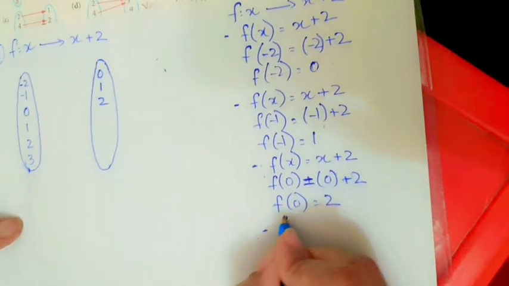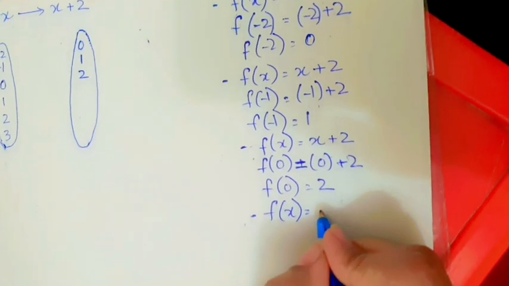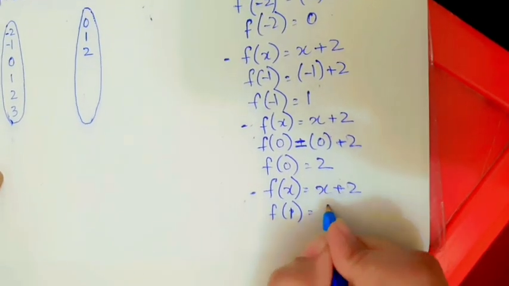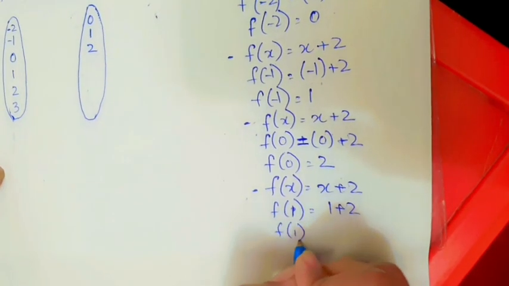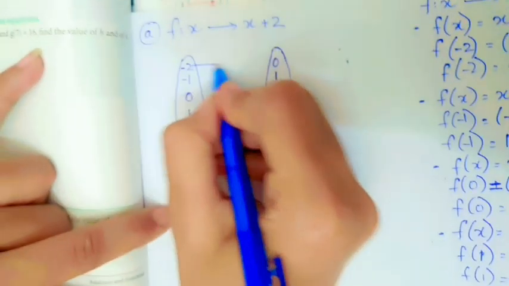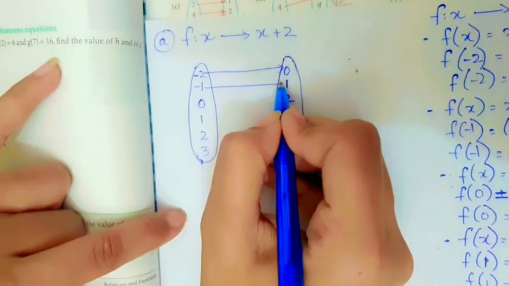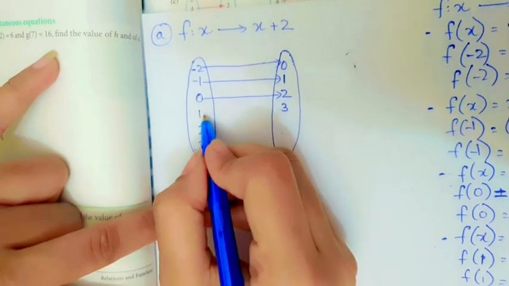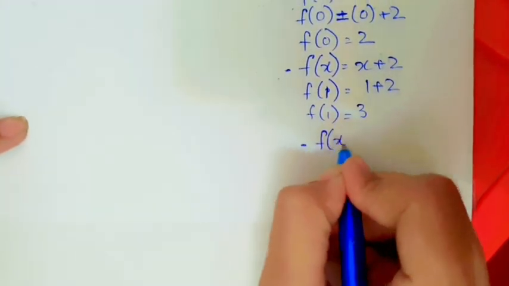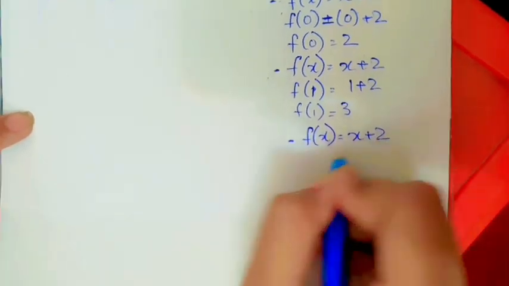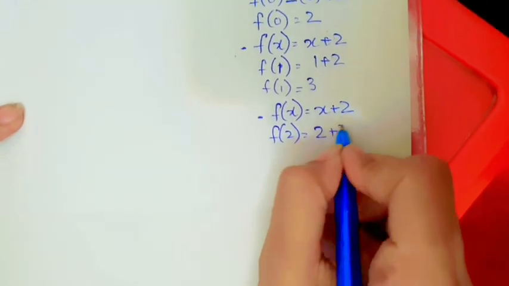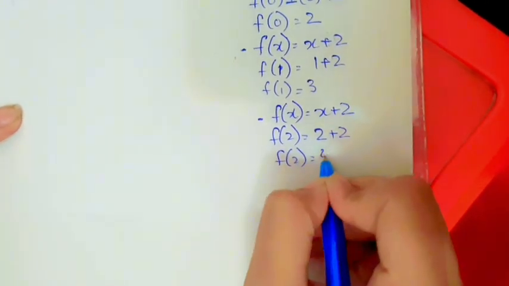Again do the same thing. f(x) = x + 2, and the value of x over here is 1. So f(1) = 1 + 2 = 3. So write 3 over here. This is the image of this one, this is the image of this, this is the image of this. Now write 2. Here f(x) = x + 2, and the value of x is 2, so 2 + 2, f(2) = 4.